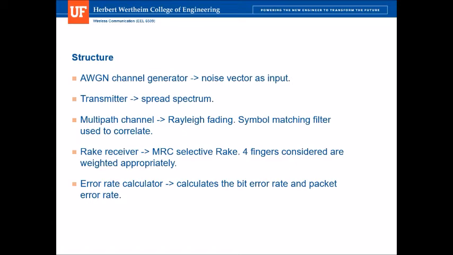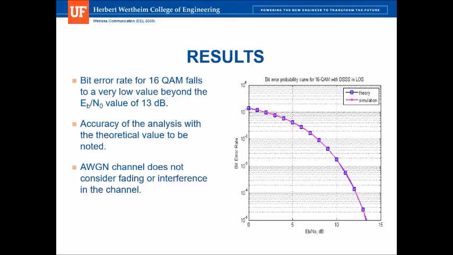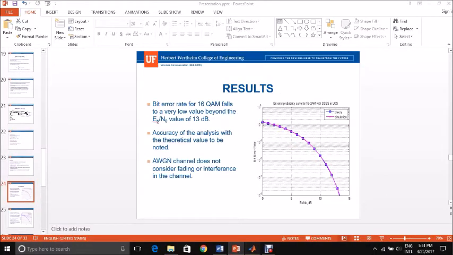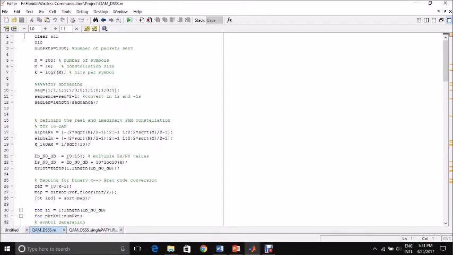A Rake receiver is used, which uses the MRC selective Rake, which had already been discussed. So 4 fingers are considered for this analysis. An error rate calculator is used to calculate the bit error rate and the packet error rate. So the results, the MATLAB code is here.